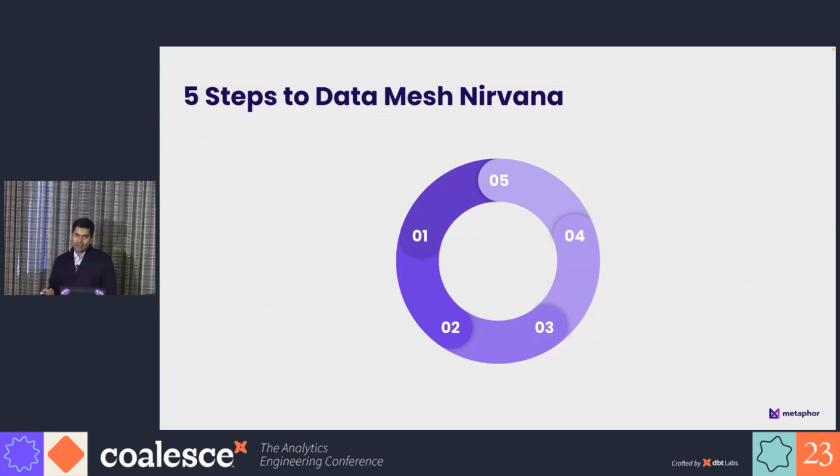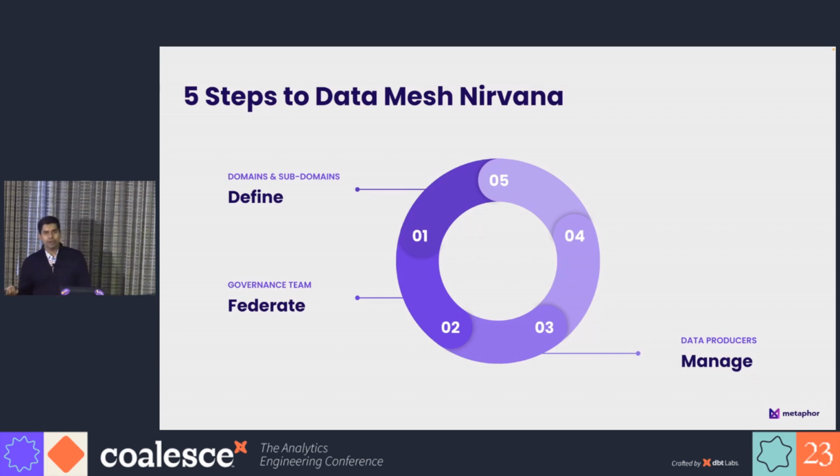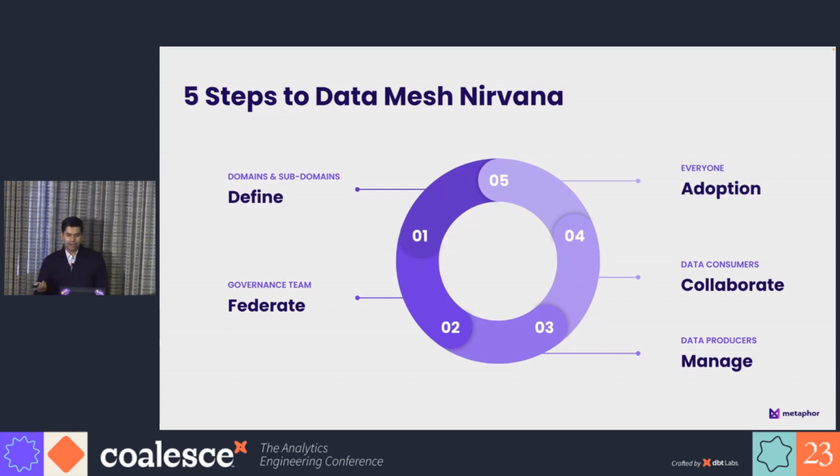So with that being said, I think by following these five steps, you can definitely take your data mesh game to the next level and make it more adaptable across your organization with the help of catalogs like Metaphor. So once again, you help your data governance team to federate the responsibilities, you help your data producers to manage, and you help your data consumers to collaborate. And with all these aspects we talked about, you drive crazy adoption across your organization.